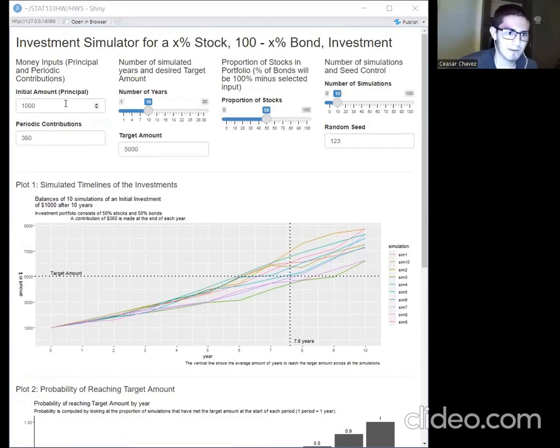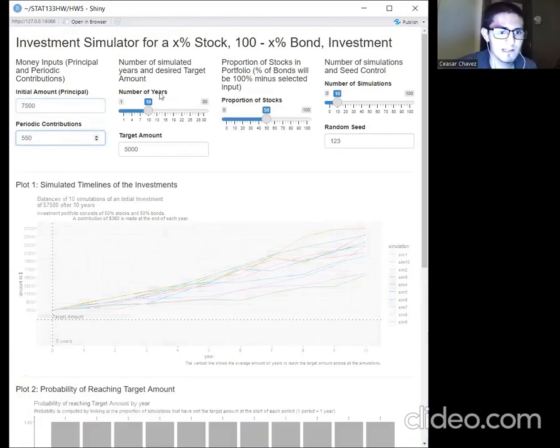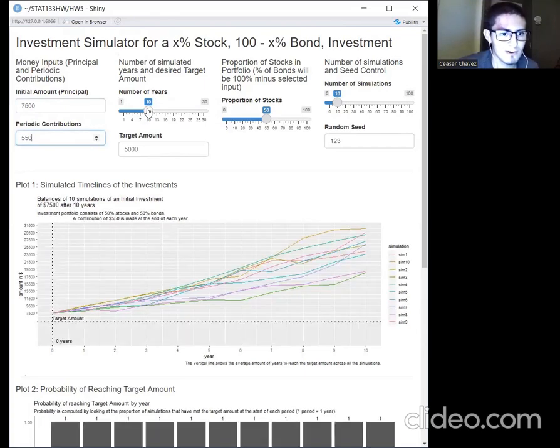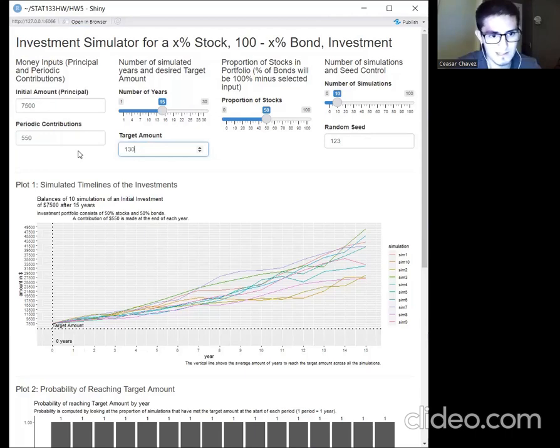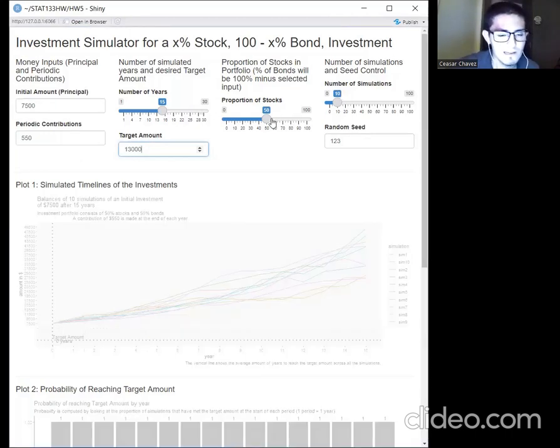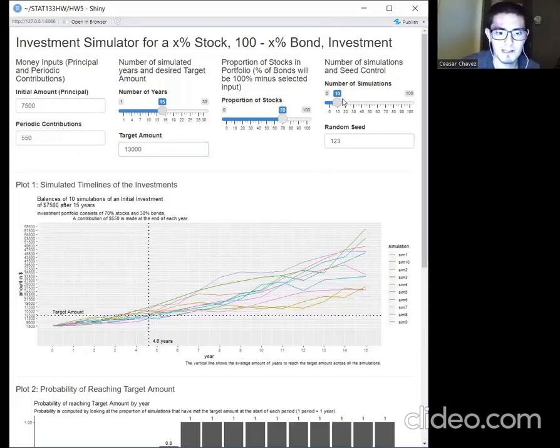So let's change a few inputs here and see what we get. Let's make a 7,500 principal. Why don't we periodically contribute $550? Why don't we look at this over the course of 15 years? Why don't we see how long it takes us to get to $13,000? How about we decide to be risky and have 70% stocks, 30% bonds, and let's just keep the number of simulations at 10 to keep it simple.